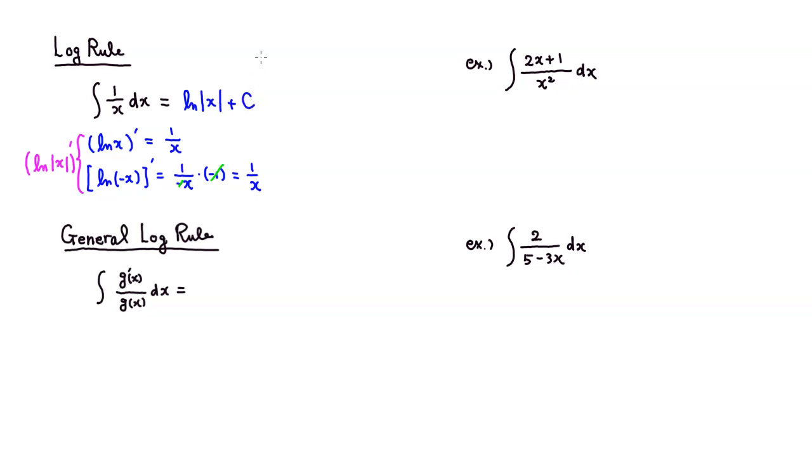And in the same way, we can generalize this a little bit. If you look at the natural log of g of x and take the derivative, you get 1 over g of x, but you have to multiply by the derivative of the inside, g prime of x, by the chain rule. So you can write it as g prime of x over g of x.